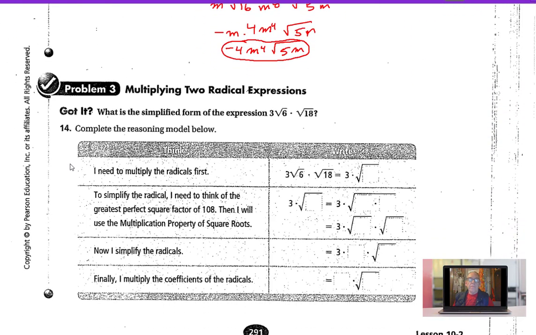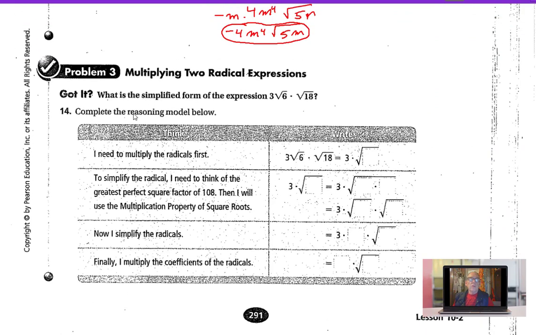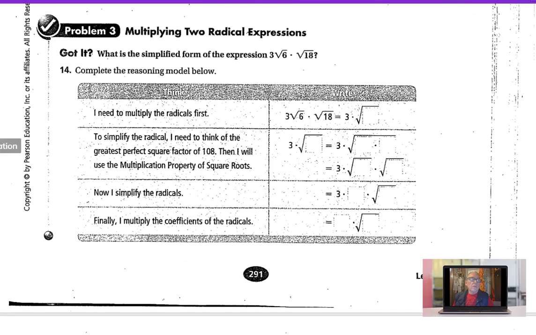Let's see what we got here. Multiplying two radical expressions. Complete the missing reasoning model below. Let's see what we need to do. You think I need to multiply the radicals first. So you might want to do 6 times 18. 6 times 10 is 60, and 6 times 8 is 48. So that'd be 3 square root of 108.